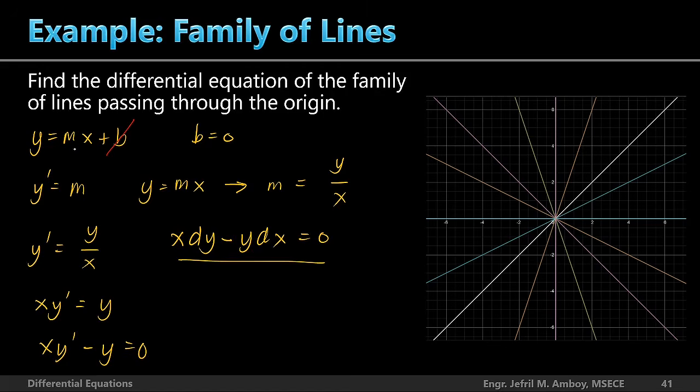So we can do that by means of elimination method, just like what we did in the elimination of arbitrary constants, or here, what I did is using substitution. Now that I have eliminated the arbitrary constant, I am left with the differential equation that is desired. So this is now the differential equation that describes the family of lines passing through the origin. Okay? So I hope that's clear. Now we can proceed to the next example.